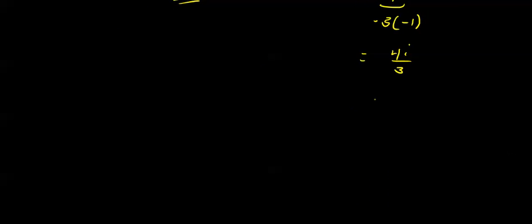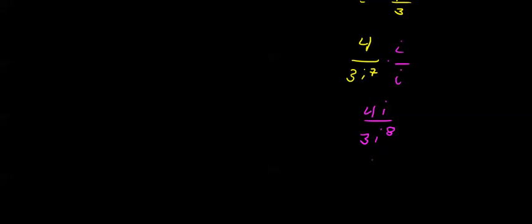I said I'm going to do this two ways. There's another, easier way to do it. 4 over 3i to the 7th. I'm going to multiply by i to whatever power makes this a multiple of 4. In this case, i times i, which gives me 4i over 3i to the 8th. i to the 8th, since 8 is a multiple of 4, is just 1. So we have 4i over 3.